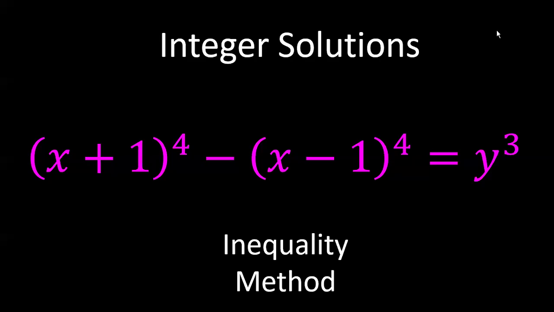So hello guys, in this video we are going to solve this problem. In this problem it is given that we have this equation: (x+1)^4 - (x-1)^4 = y^3, and we have to find the integer solutions of this equation. So let's see how we can solve this. We will use the inequality method.